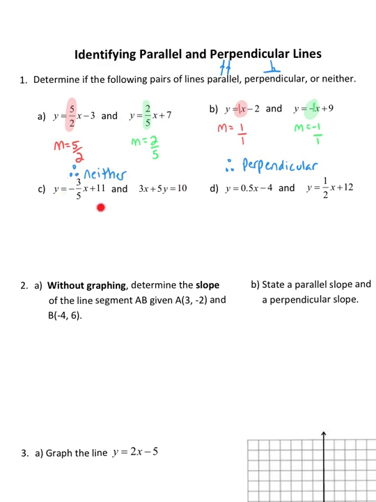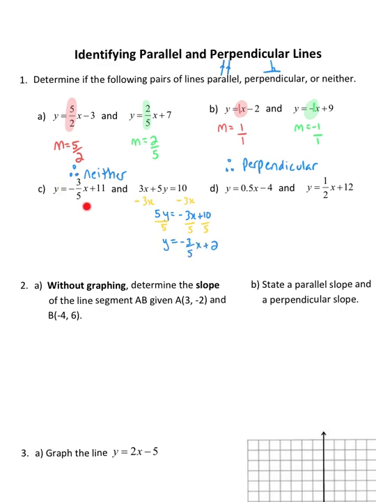Looking at the third pair of lines, the first line is written in the form y equals mx plus b. The second line is not. So the first thing we need to do is rearrange the second equation so it has the form y equals mx plus b. So I'm going to subtract 3x from both sides to get 5y equals negative 3x plus 10, and then divide all terms by 5. So we get the equation y equals negative 3 over 5x plus 2.